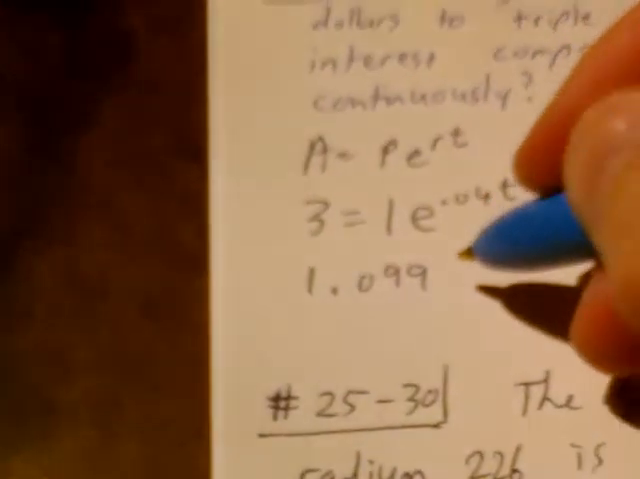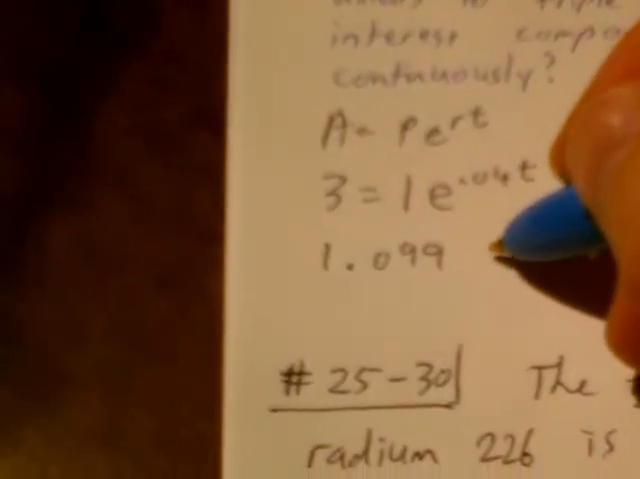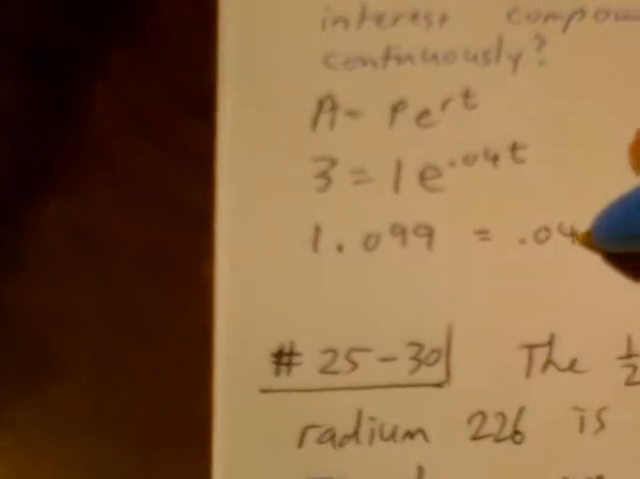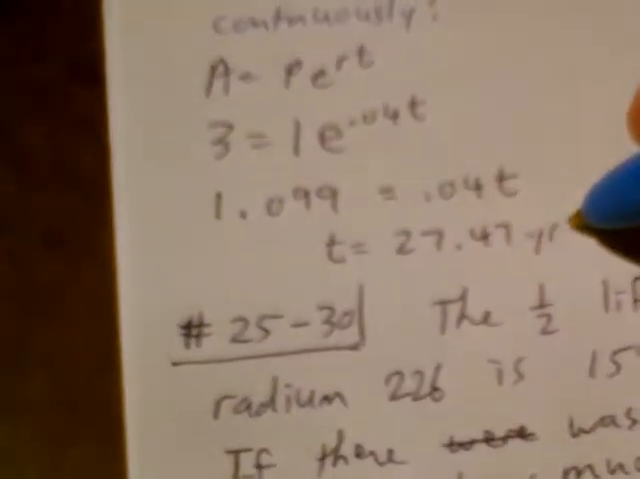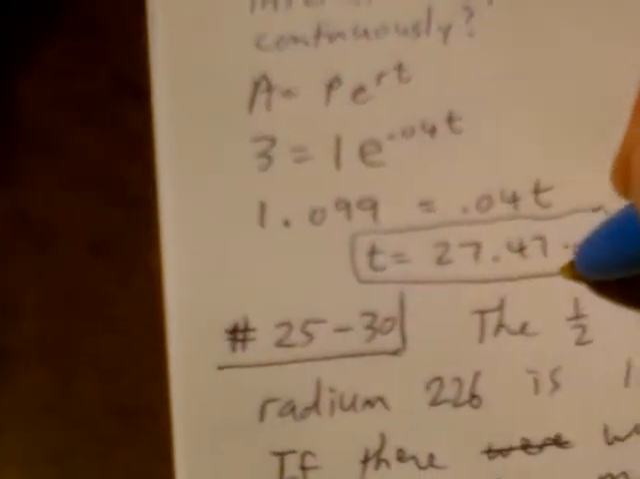So we're just going to, you guessed it, natural log both sides, and then solve for T. So over to the calculator, hit the natural log button, 3, enter, and we get 1.099 equals 0.04 T, and then we're going to divide by 0.04, and we'll have our time. So divide by 0.04 equals 27.47 years. So T equals 27.47 years.